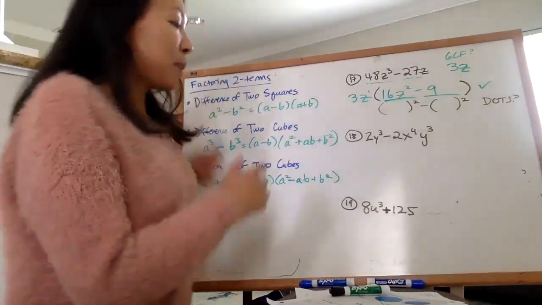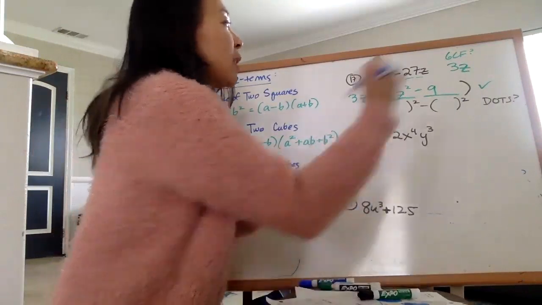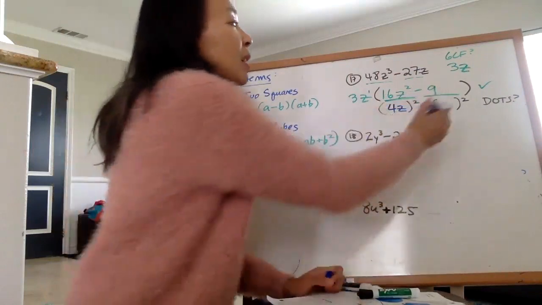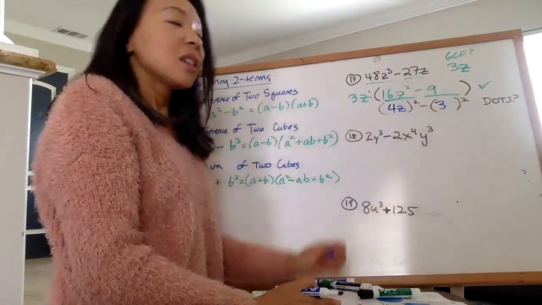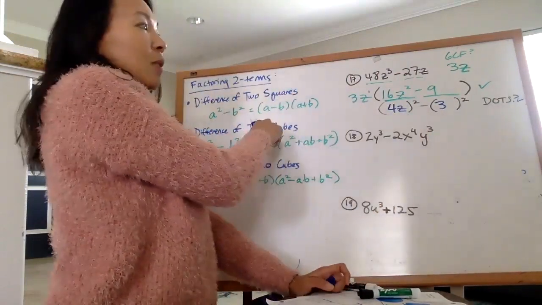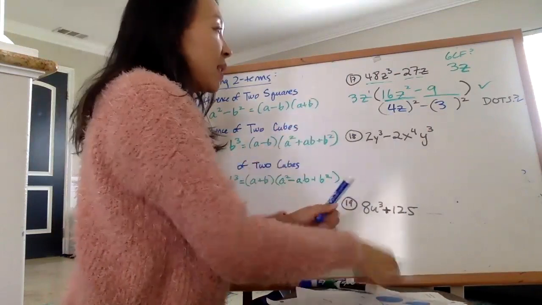Okay, so what is being squared? So here, 16z squared, well, what's being squared? 4z is being squared. What is being squared for 9? 3 is being squared. So because of that, I know, yes, it is a DOTS. So therefore, I could use that formula, 4z minus 3 times 4z plus 3.